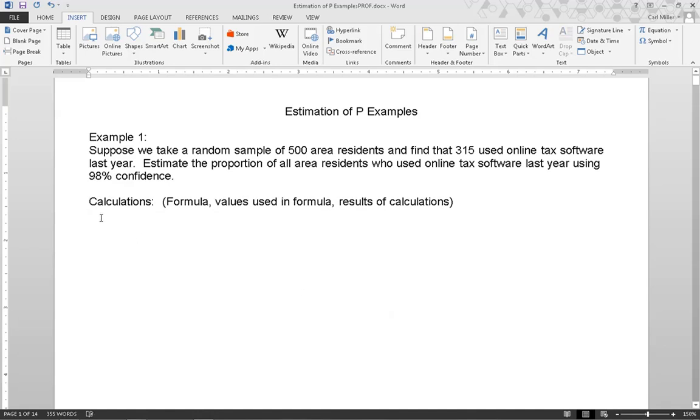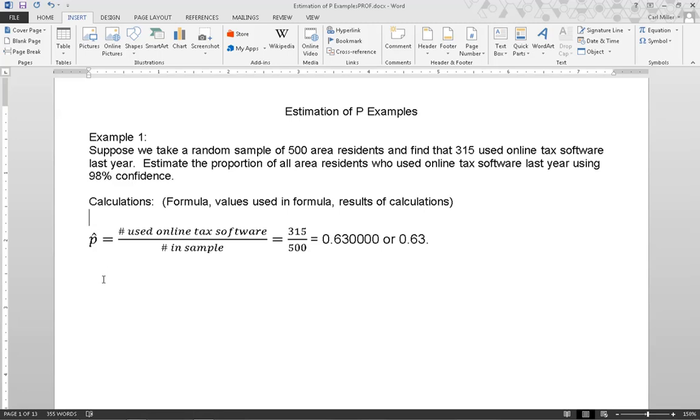First, think about the calculations, the formula, the values you would plug into the formula, and what those results are. The sample proportion P hat is the number who used online tax software divided by the number in the sample, or 315 divided by 500. That gives you 0.63 with 4 zeros, or just 0.63. Next, the z-score is 2.326. This comes from the table where we look for 98% confidence and find the z-value.